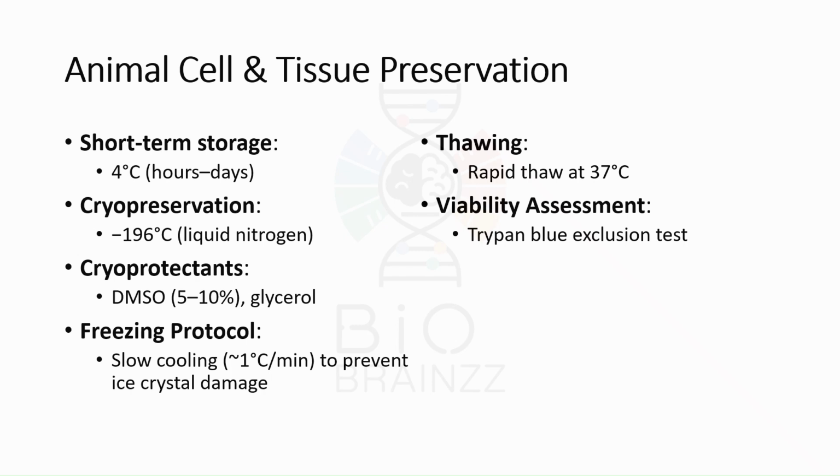For short-term storage, they are kept at 4 degrees Celsius. For long-term preservation, cryopreservation is used, where cells are stored in liquid nitrogen at minus 196 degrees Celsius. Cryoprotectants like DMSO and glycerol are added to prevent ice crystal damage. Cells are cooled slowly and thawed quickly to maintain viability. After thawing, tests like trypan blue staining are used to check if the cells are live or dead.